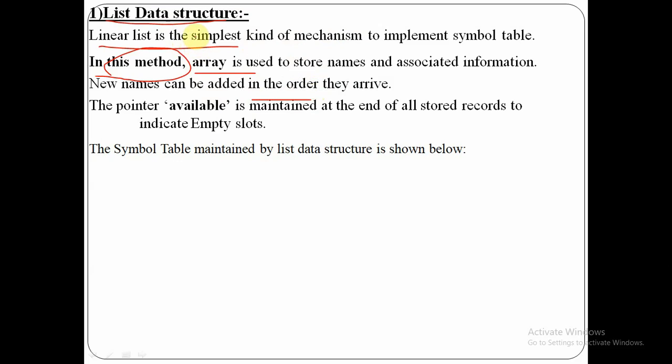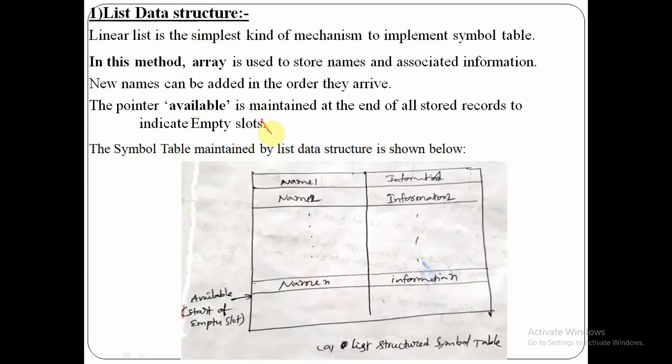So how to find the free space in the array? Using the pointer available. The pointer available is maintained at the end of all stored records to indicate the empty slots. This is the symbol table maintained by the list data structure. This is the name of the symbol, and these are the attributes of the name. Here we are just saying information, but it may have many fields also.